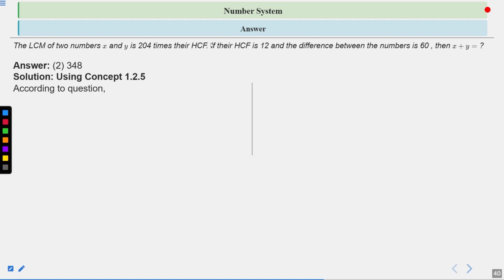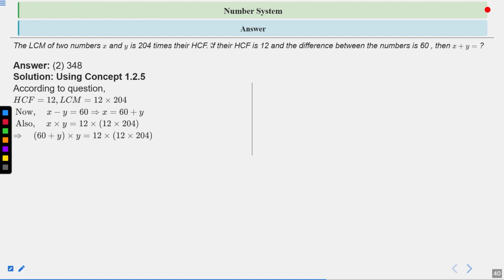According to the question, the HCF is 12, so the LCM will be 12 into 204. And x minus y is given as 60, so we can say that x equals 60 plus y. Now we put it in the formula: x into y equals 12 into 12 into 204. Putting the value of x in terms of y, we get (60 plus y) into y equals 12 into 12 into 204. So we get y square plus 60y minus 144 into 204 equals 0. So we get a quadratic equation.